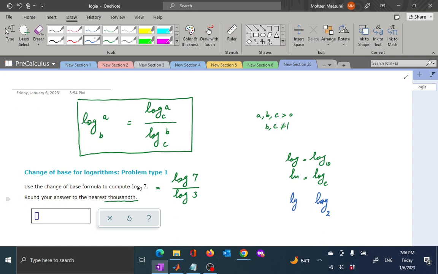So if you have logarithm of anything x in base 2, what we learn is you just take a logarithm of x, divide by logarithm of 2, and then you're all set.